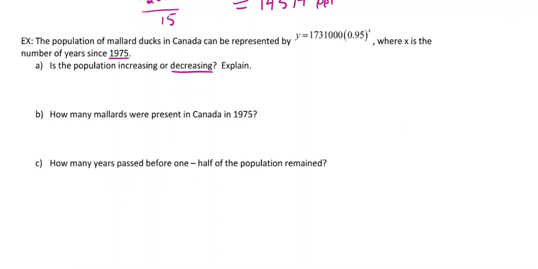Okay, how many mallards were present in Canada in 1975? We shouldn't have to do too much math here. How do we know that it just is this number? That's our start, right? That's our a value. That would be like our y-intercept. And 1975 is where we started, right? That's where they told us to start counting. So that would just be 173. And then this is our a value, right?